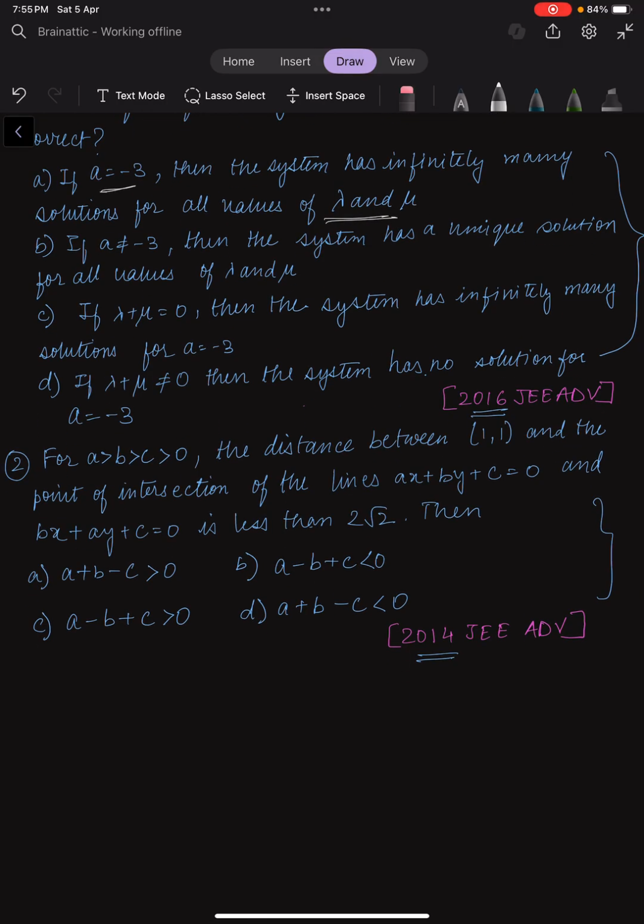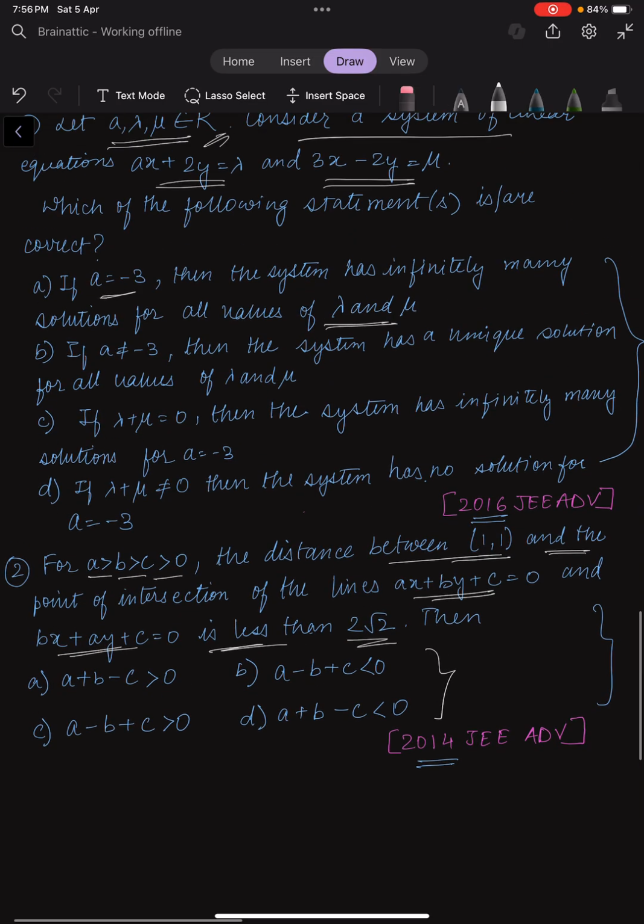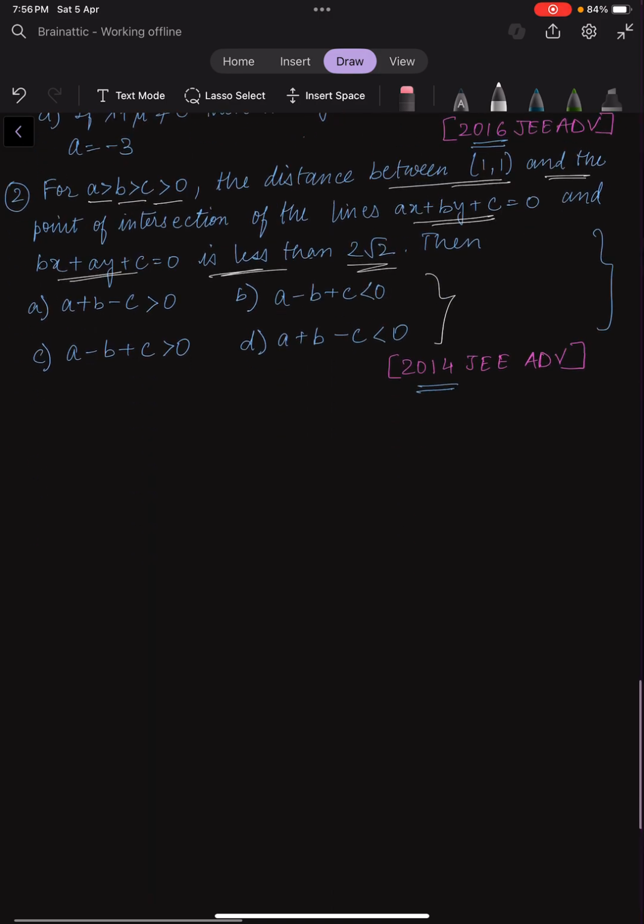Now in the second question, we are given that a is greater than b is greater than c and c is greater than 0. So a, b, c are all positive numbers. And the distance between the point (1, 1), which is x equal to 1 and y equal to 1, and the point of intersection of two lines, we are given these two lines, is less than 2 root 2. Then we are asked which of these inequalities holds. Okay, so to begin, we'll start with the first problem.